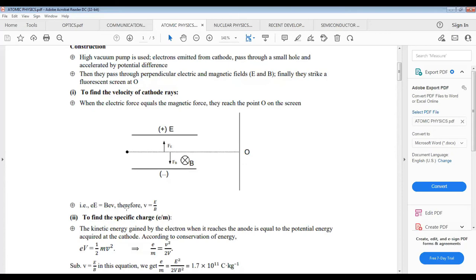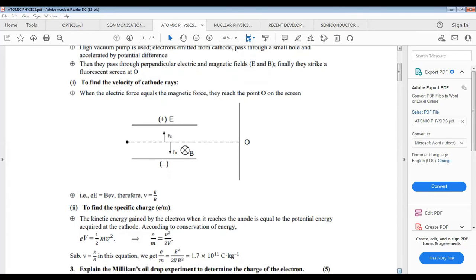So when the two forces are equal, the cathode ray travels straight. It is not deflected by the electric field or the magnetic field. Using this, we can find the value of v. v is equal to E by B, where E is the electric field intensity and B is the magnetic field. So we are going to find the e by m value.